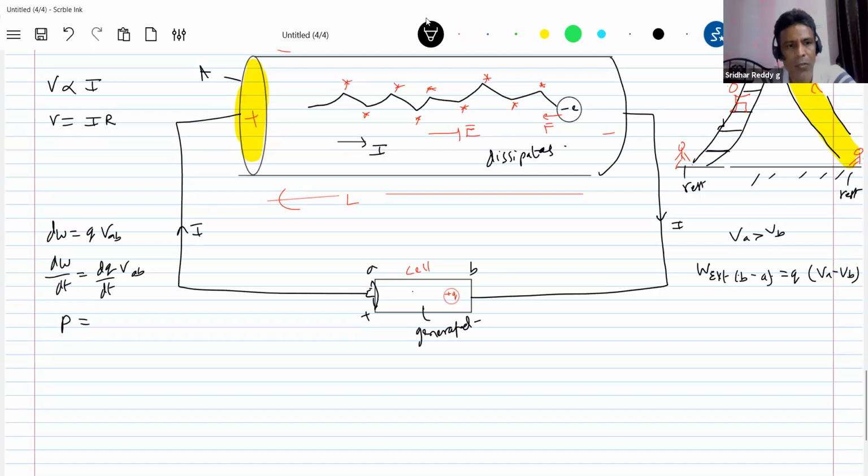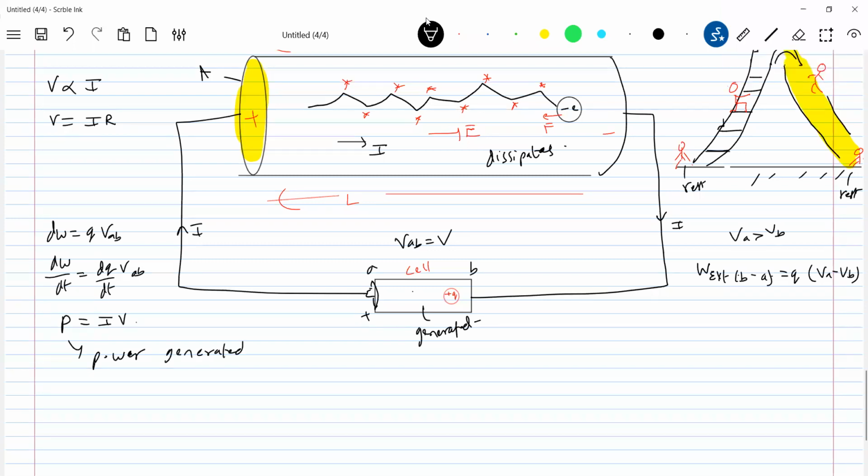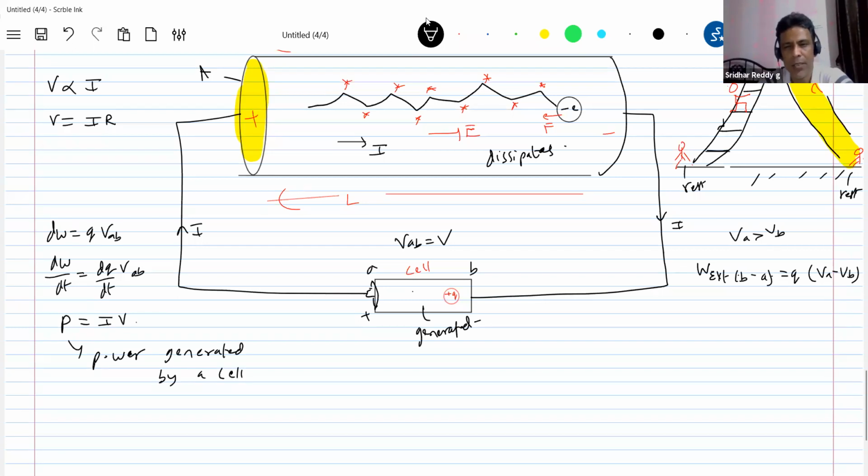So dQ by dt is what? Current. And what is VAB? The potential difference of a cell, or the EMF of a cell, we'll call it. Or for the time being, you write only V. So this is the power generated by a cell.